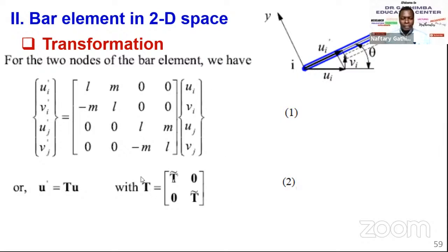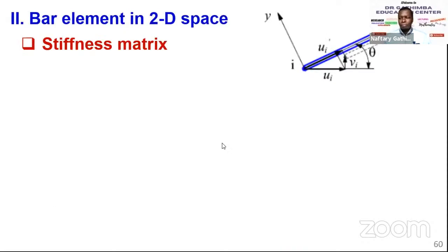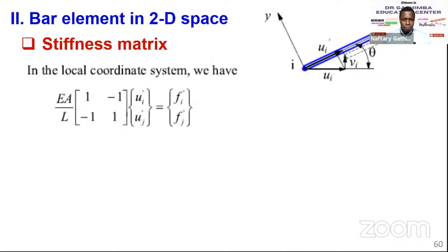And the transformation matrix for an element, we have seen, is a combination of the transformation for one node and another node. All right. Same case, nodal force can be transformed. So let's see the stiffness matrix in the local coordinate system. This one you already have in your notes in the previous lesson, lecture 3. You can watch it later, you revisit.